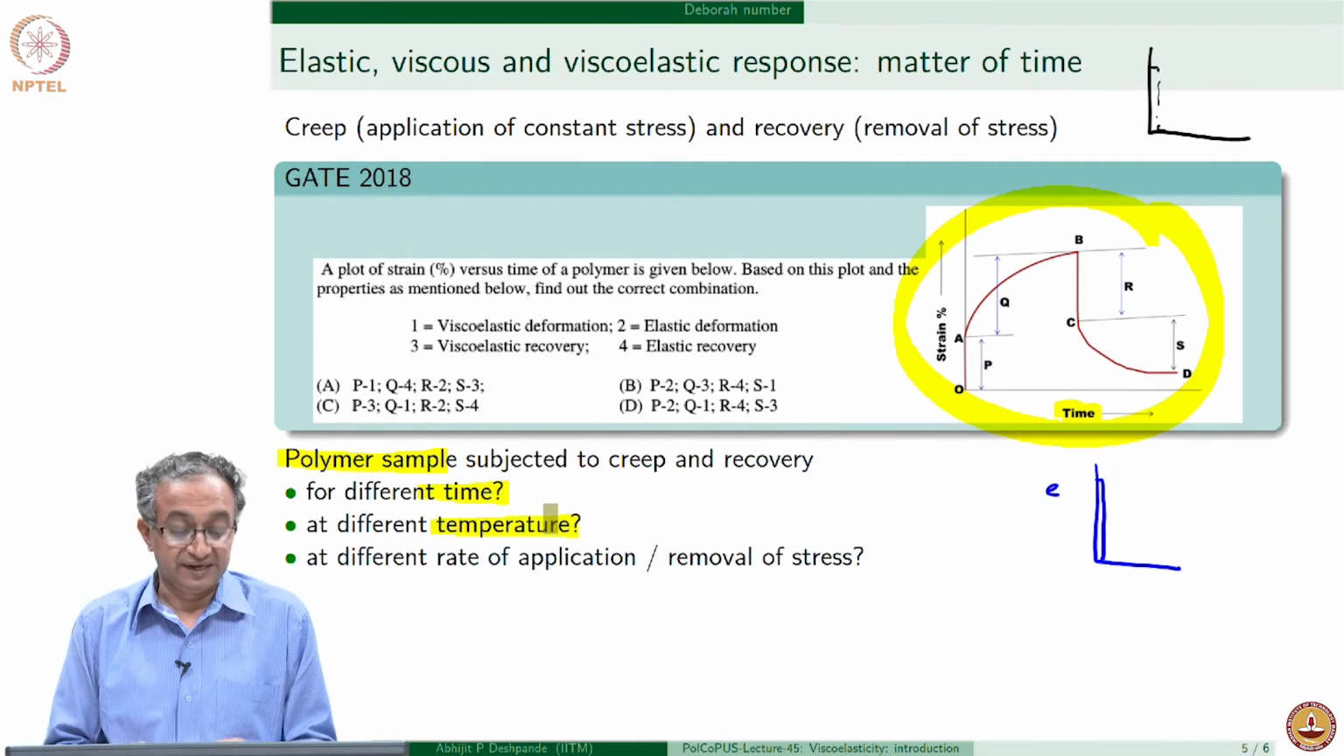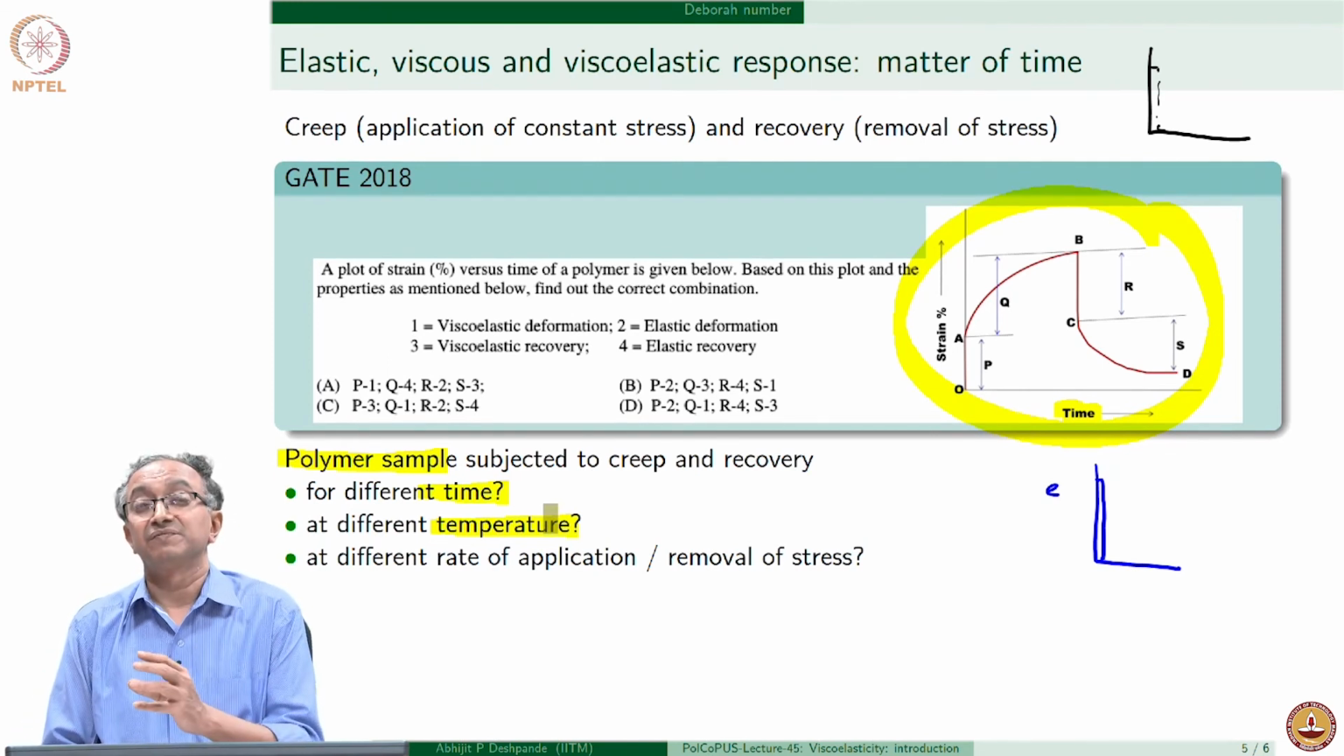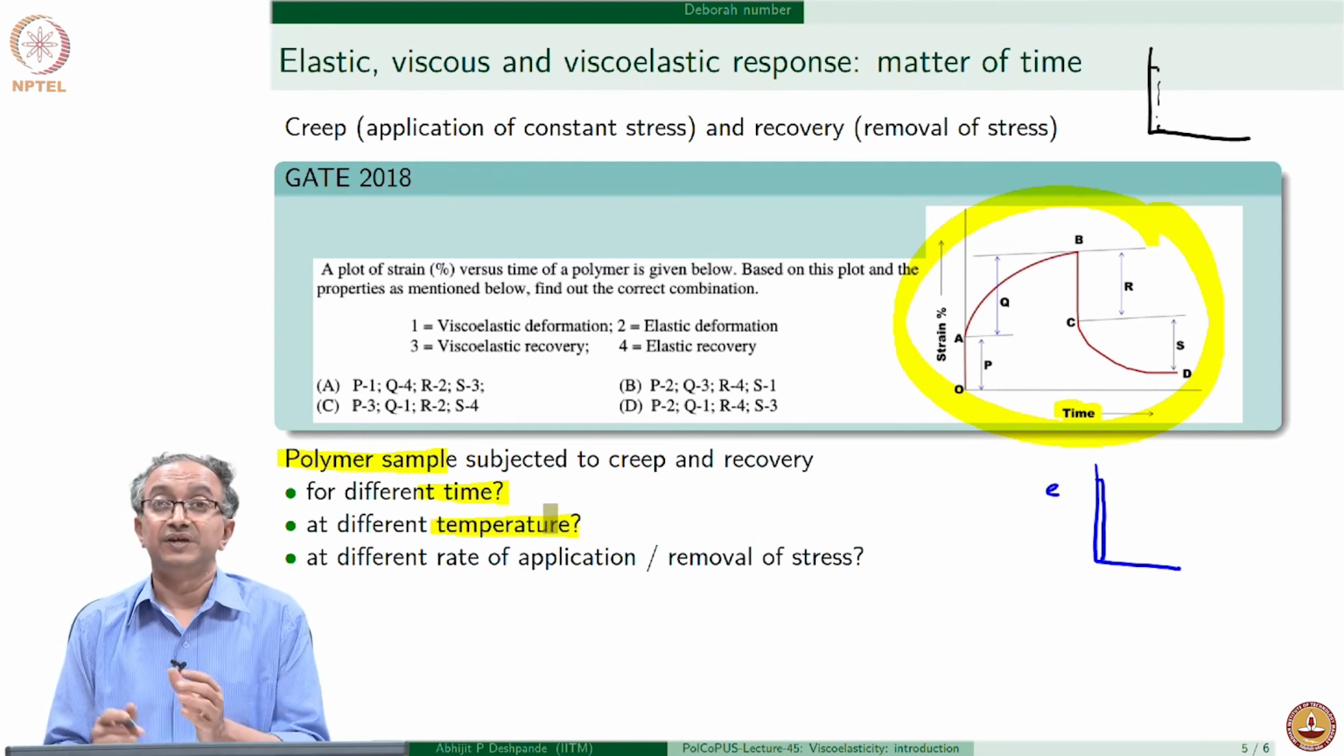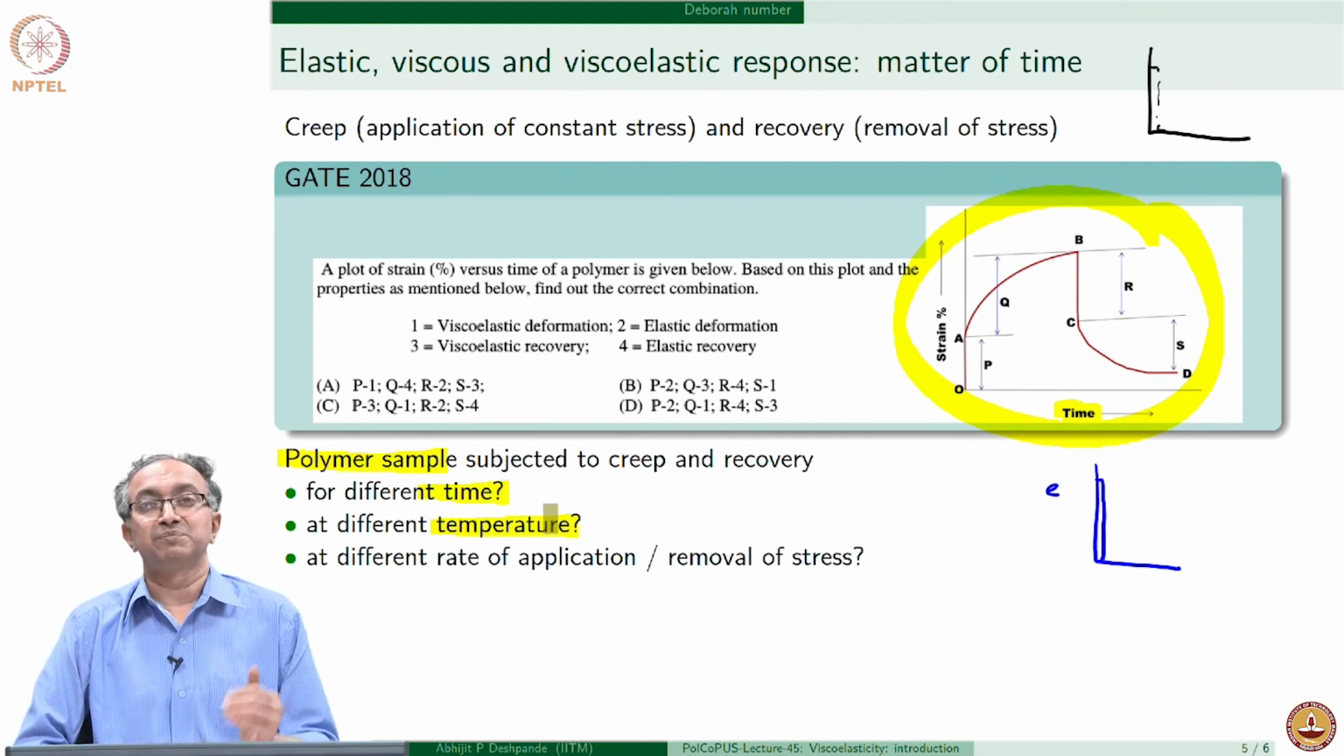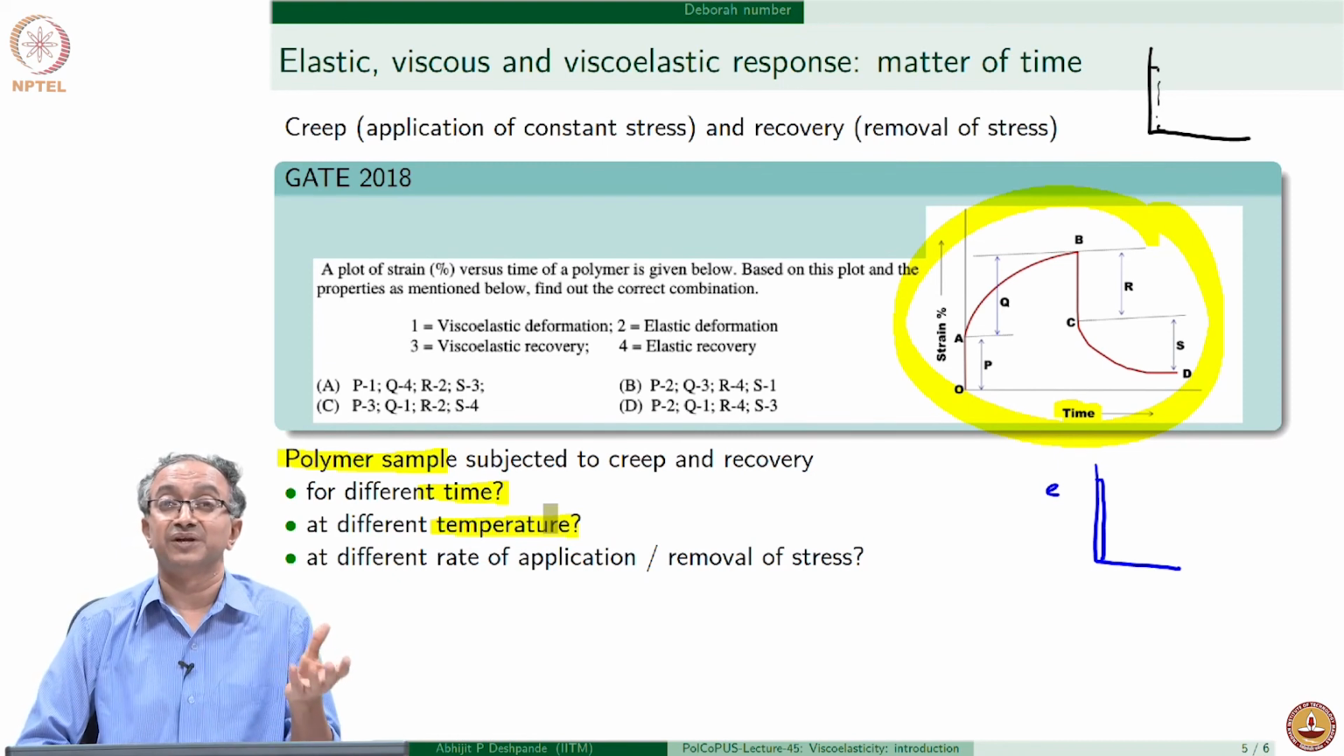And so, clearly when we change the temperature, what are we changing with respect to the material? We will keep the time the same. So, the experimental time scale remains the same, but because we have changed the temperature, the relaxation time in the material changes, and so again the Deborah number changes.